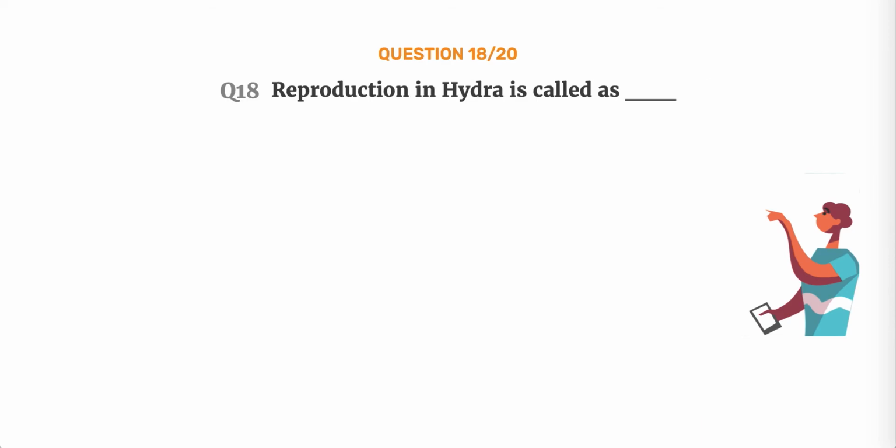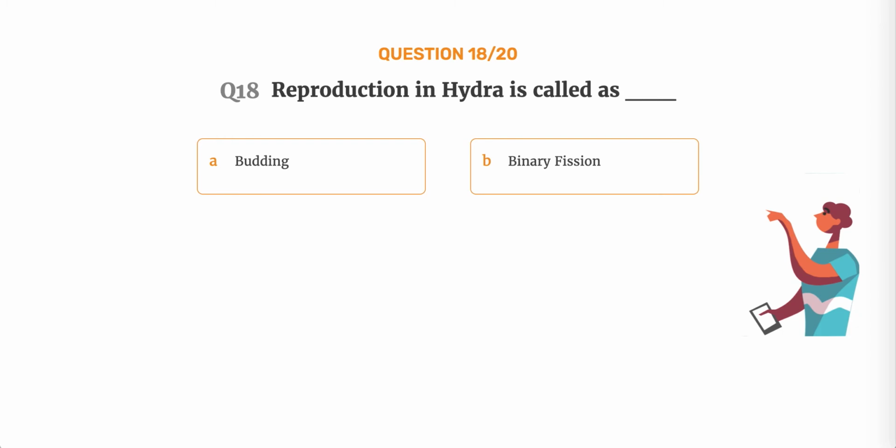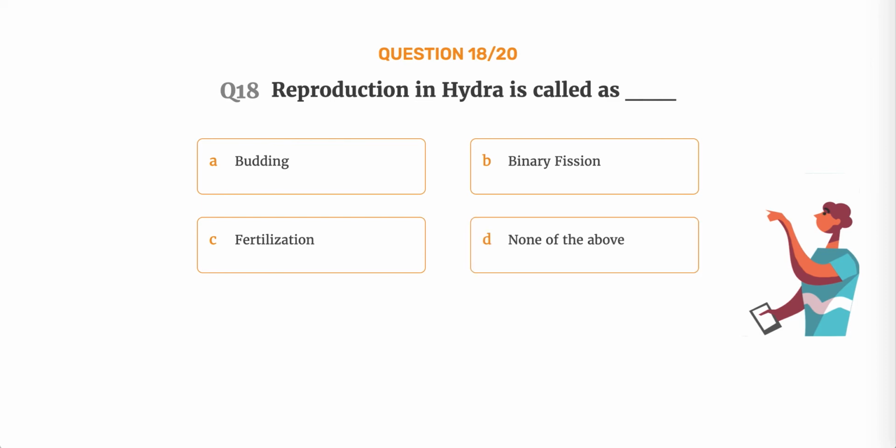Question number 18. Reproduction in Hydra is called as _. Option A, budding. Option B, binary fission. Option C, fertilization. Option D, none of the above.